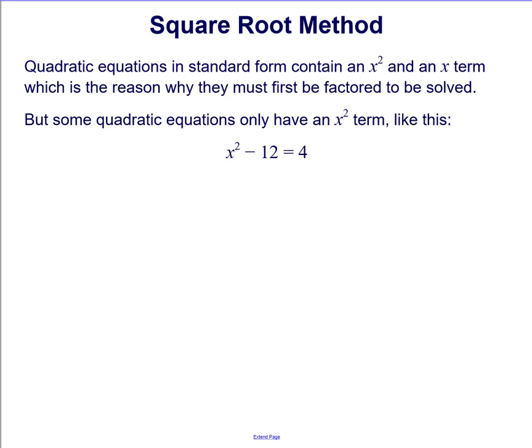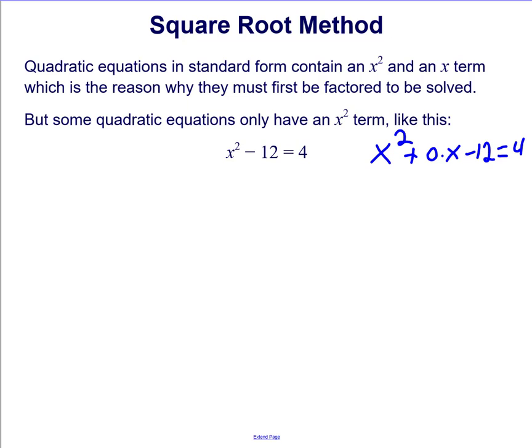So let's consider, now first of all, we say this has an x term. What this really is, x squared plus 0 times x minus 12 is equal to 4. But obviously the 0 times x is 0, so we just write it like this. That's why we say this only has an x squared term.